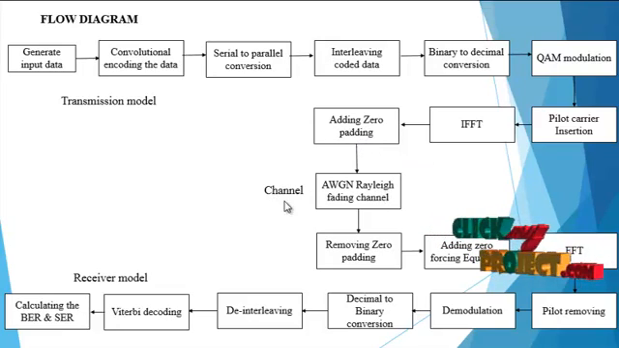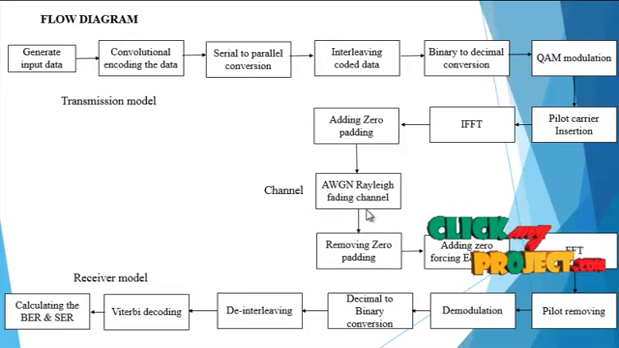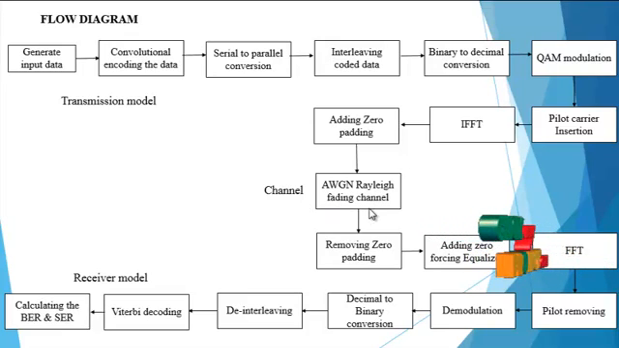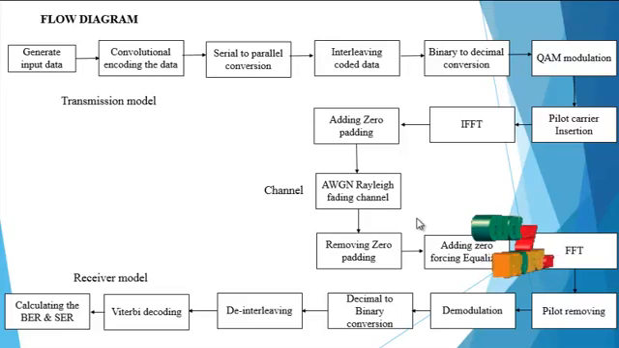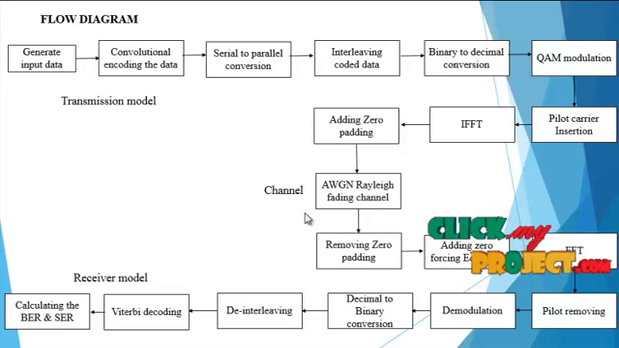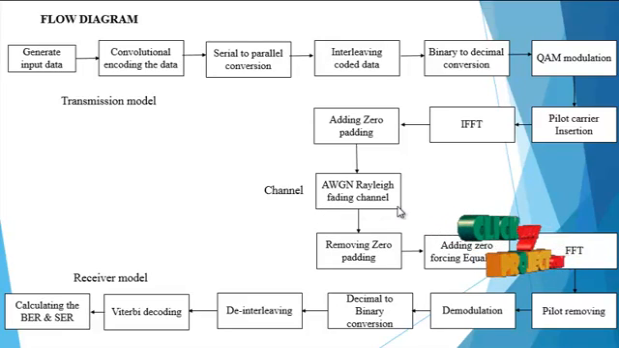And then the channel. In this channel the Rayleigh fading channel is used, along with AWGN, that is additive white Gaussian noise. So here we are using the Rayleigh fading channel. Compared to the Gaussian fading channel it should be efficient also, and the channel should give clarity, with high accuracy.